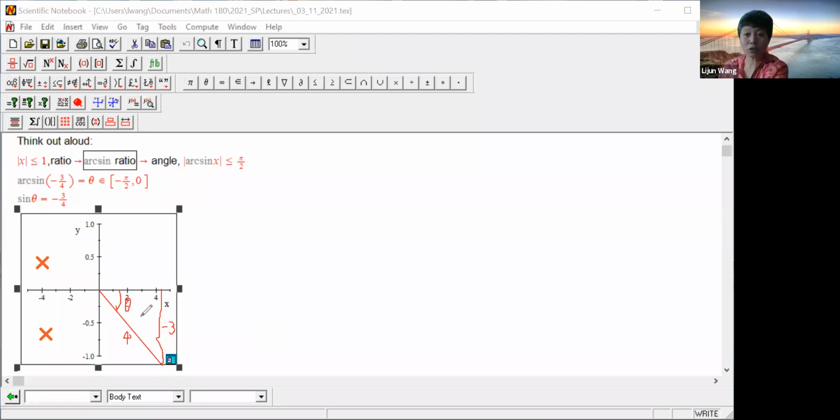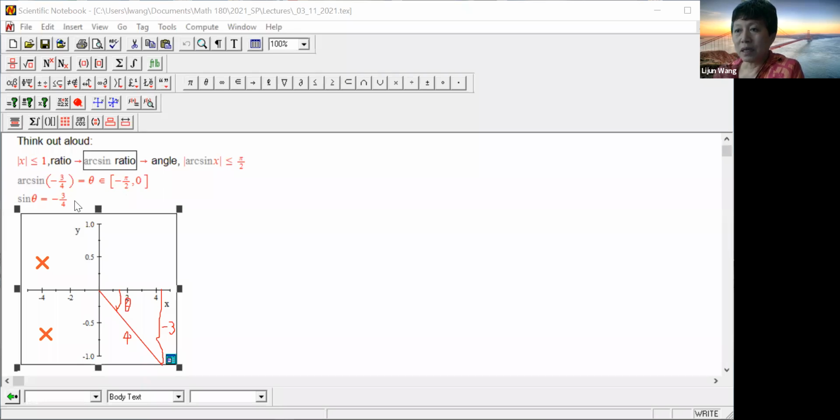You still need to use this in Calc 2, by the way. Maybe a different number, maybe 5 and 9, maybe it's a negative 25/64 or something like that. Okay, so we know this angle.